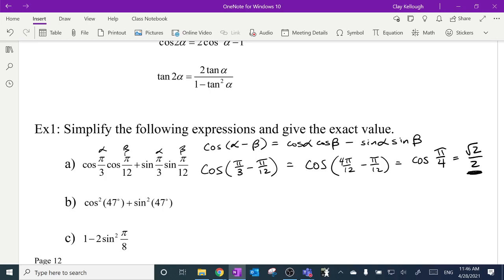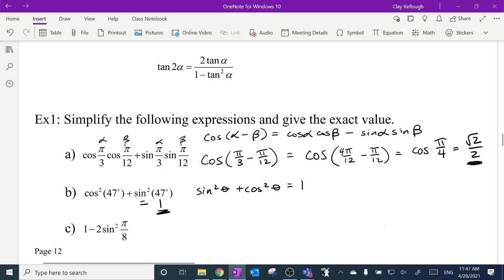B is a throwback to one of the identities we did in the last lesson. What do you know? You know that sine squared theta plus cos squared theta equals 1. So it doesn't matter if theta is 47 degrees. It's like, oh no, that's not on my unit circle. Who cares? Cos squared plus sine squared of any angle is 1. So this thing is equal to 1. Over and done with.